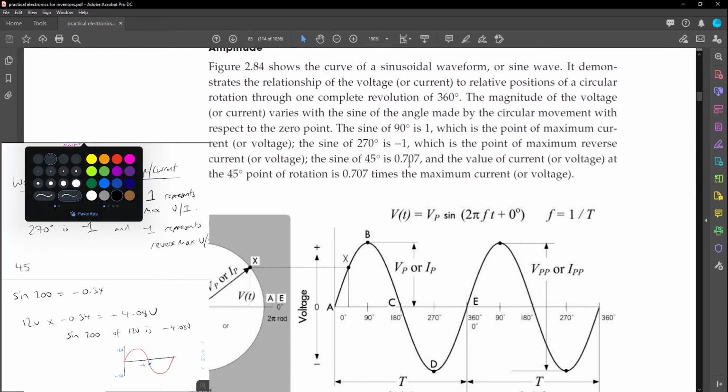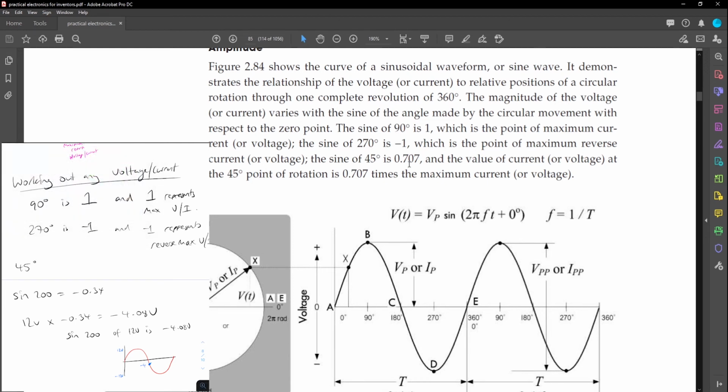So let's just write out sine 45, which is equal to 0.707. I'm just trying to make my notes such that when I'm revising, if I look at this again in a week's time, I'm still going to be able to understand it, which is a big challenge.